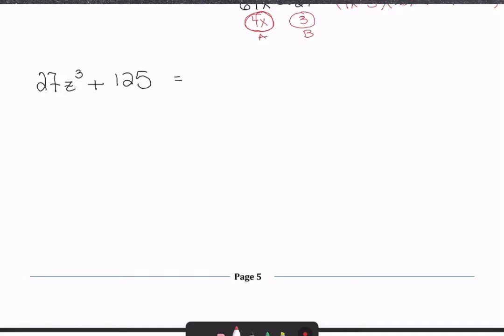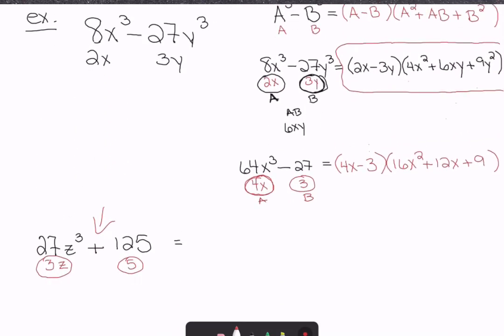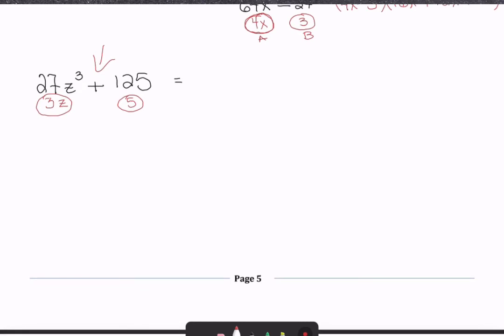Because the cube root of 27 is 3. Cube root of z to the third is z. So this is like your a. And then you have the cube root of 125, which is 5. This is going to be like your b. But we have a difference here. The difference between this and the one that we just did is this addition sign that I have here. Before it was a subtraction sign. Now we have an addition sign, which means I need a different rule.